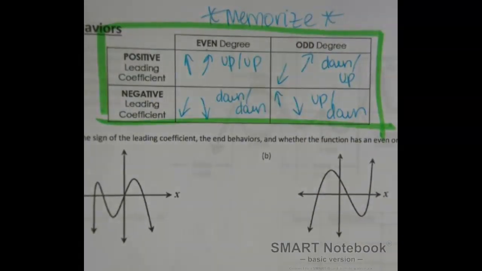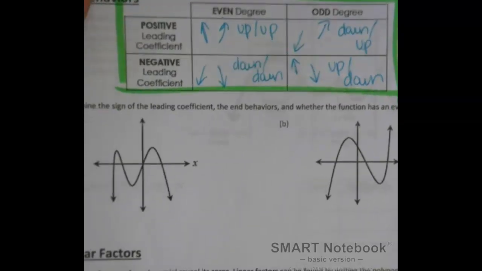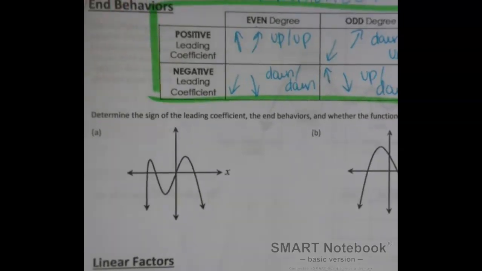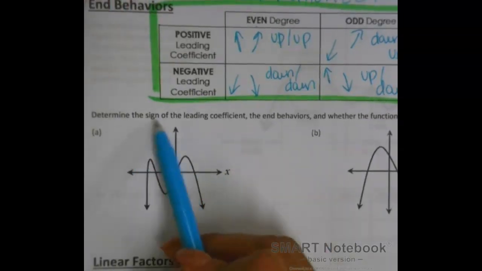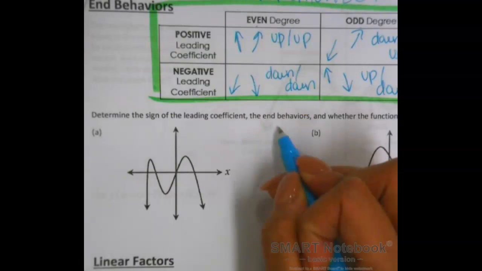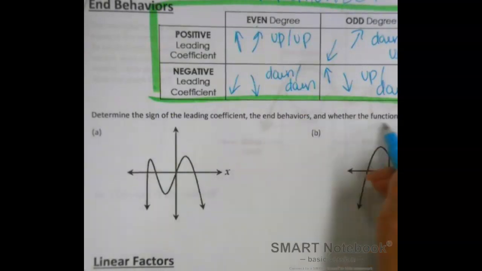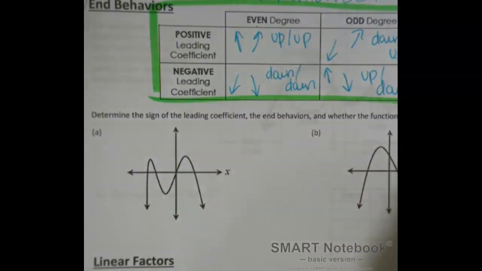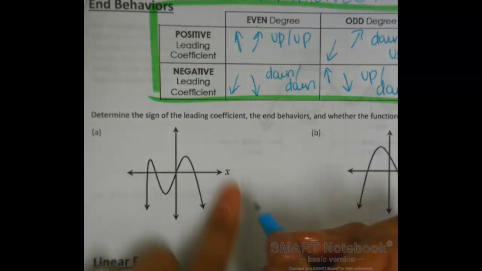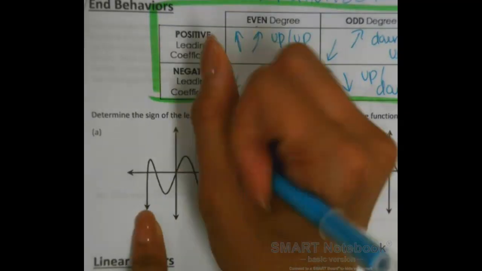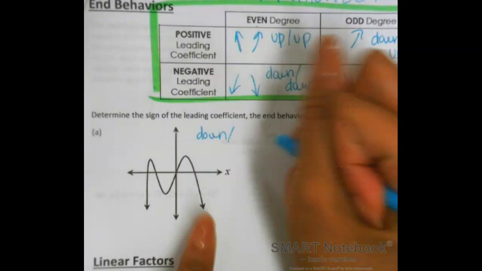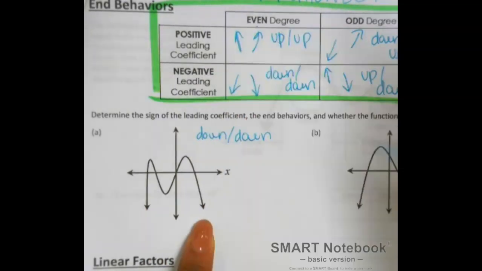This table is the most important thing on your tests, quizzes, homeworks, whatever you're doing. I would write this table out first to get in the habit of figuring out what your end behavior is going to look like. All right, so I'm going to look at letter A with you guys, and you guys in a second will do letter B. It says determine the sign of your leading coefficient, determine the end behaviors, and whether your graph will be an even or odd degree. Okay, first of all, if we look at the graph, the left side of this graph is going down. The right side of this graph is also going down.